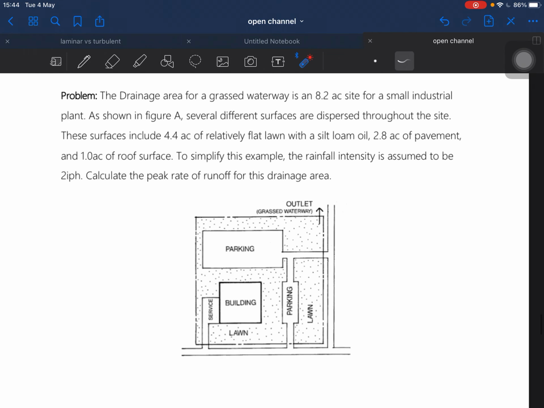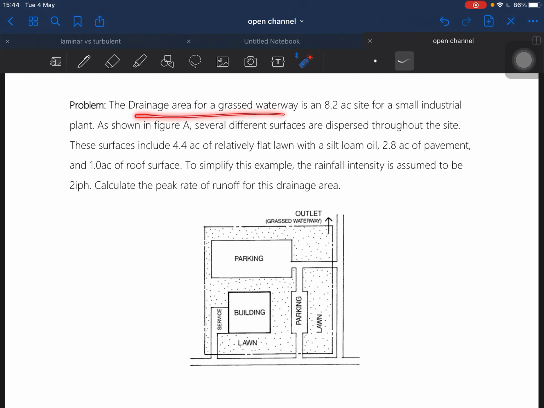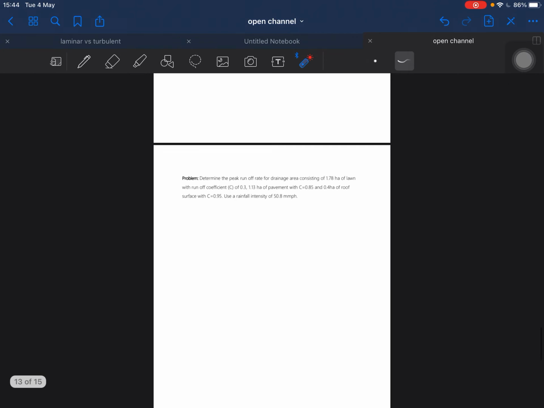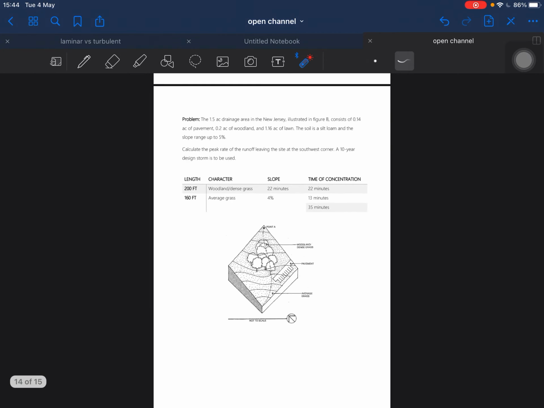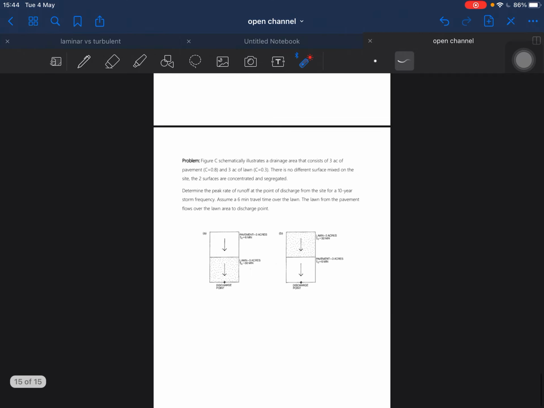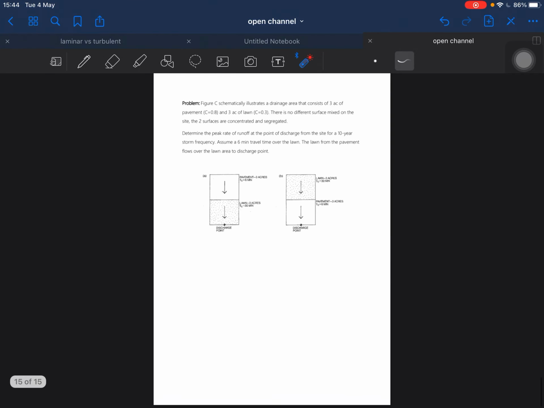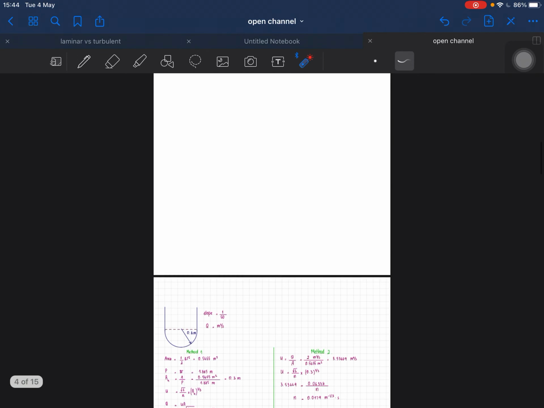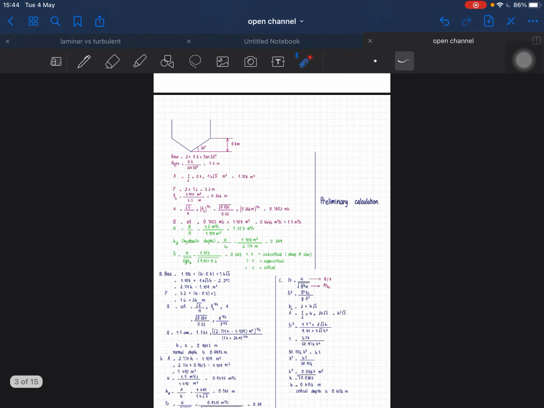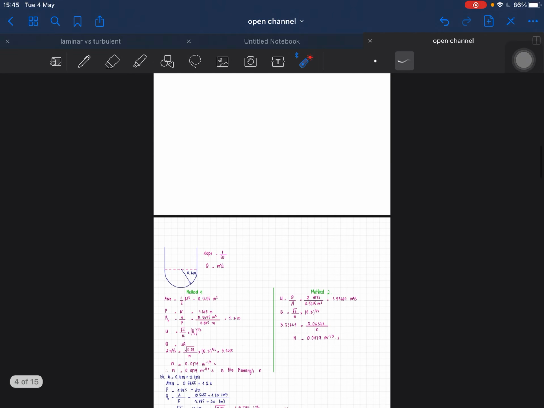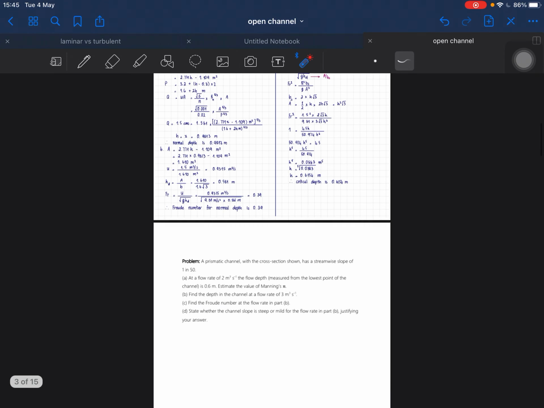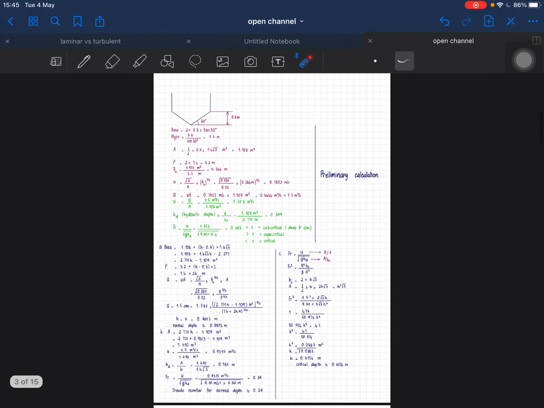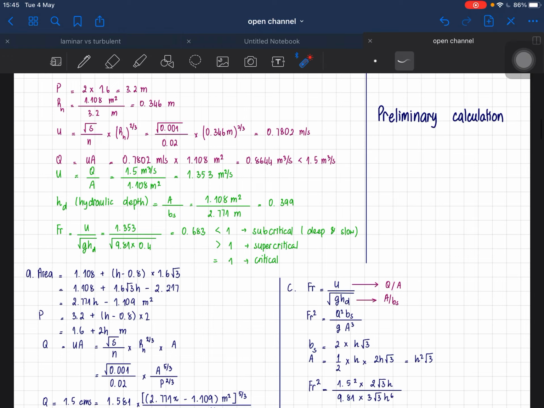So this is something like drainage area, like a grass waterway. And we have this one too, and we have this one too. So for sure we have a lot of problems. So we already done 2 out of 15. Oh, that's not 15, right? Because we already added 2 pages, so around 10 more. Okay, I'll say 10 more problems that will be posted later.